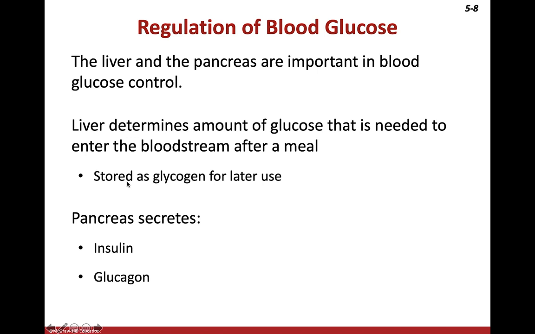Now, when we talk about the pancreas, we're now talking about the endocrine pancreas. The pancreas secretes two hormones, insulin and glucagon. We're going to go into a little bit more detail here. Insulin is responsible for lowering blood glucose. Glucagon is responsible for increasing blood glucose. So they're an antagonistic pair.